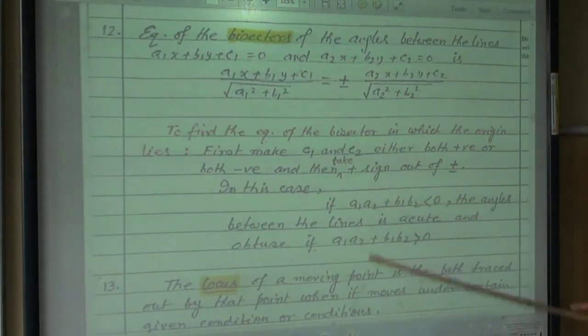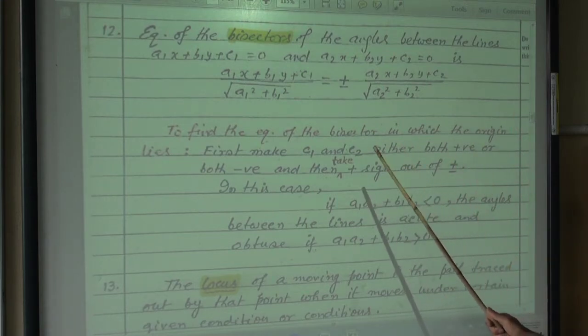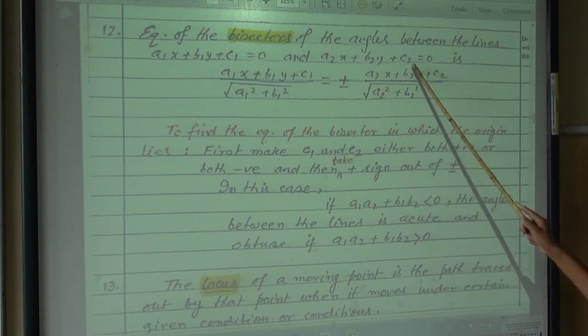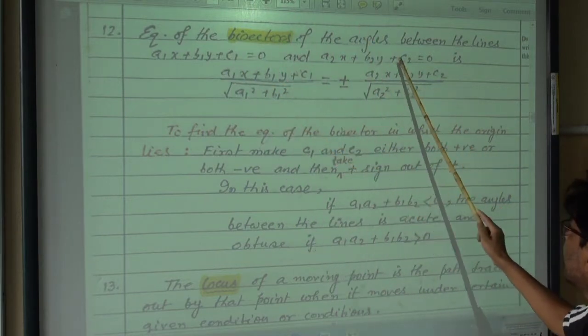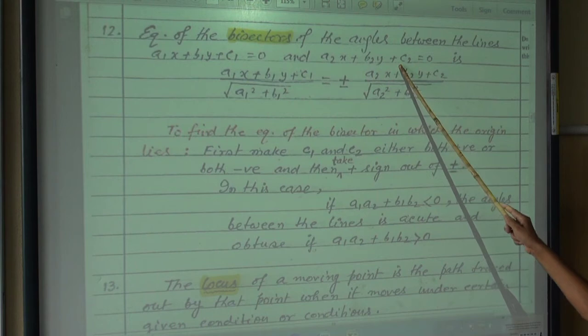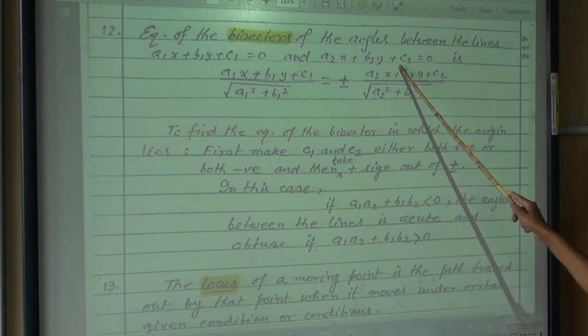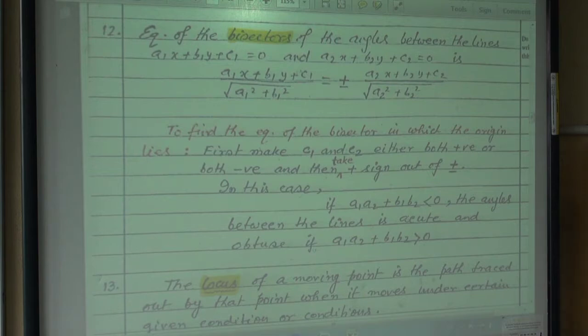First make C, C1 and C2 either both positive or both negative. Same sign you have to make. To find the equation of the bisector in which the origin lies, first of all, suppose this is giving positive and this is giving negative in the equation, you have to make both the same sign, either both positive or both negative, by changing the sign of the whole expression.